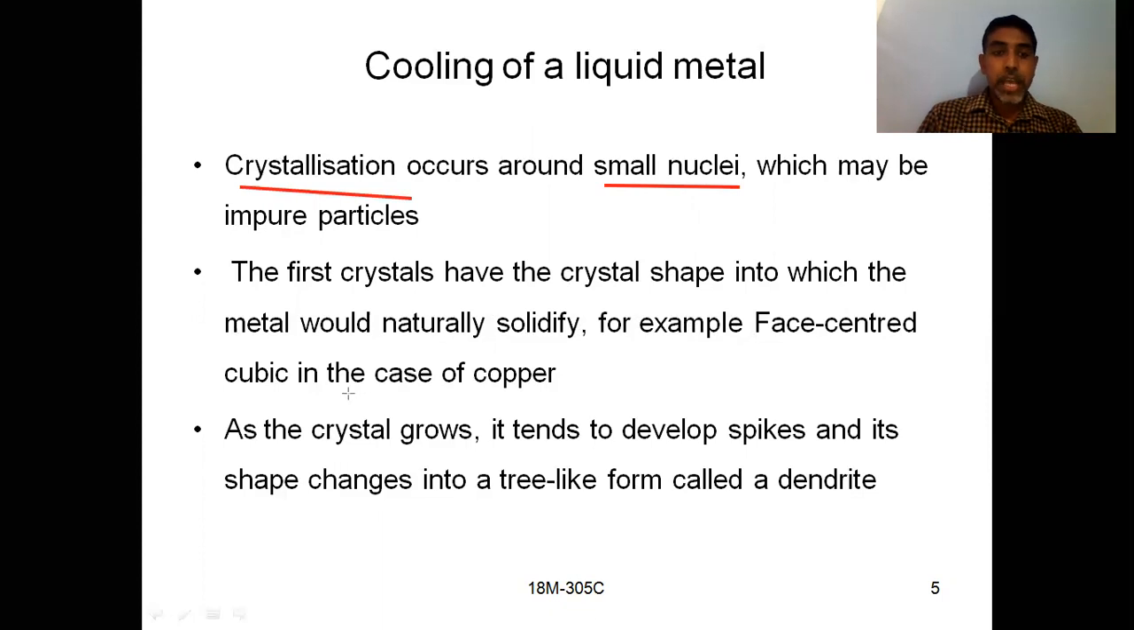And if you see, as the crystal grows, it tends to develop spikes and its shape changes into a tree. So these things we have already discussed in the dendritic growth of a structure. So what is meant by dendritic growth? The nucleation formed will grow in the form of a tree, and that structure is known as dendritic structure. Okay, so a tree-like structure will be formed after the nucleation is formed.